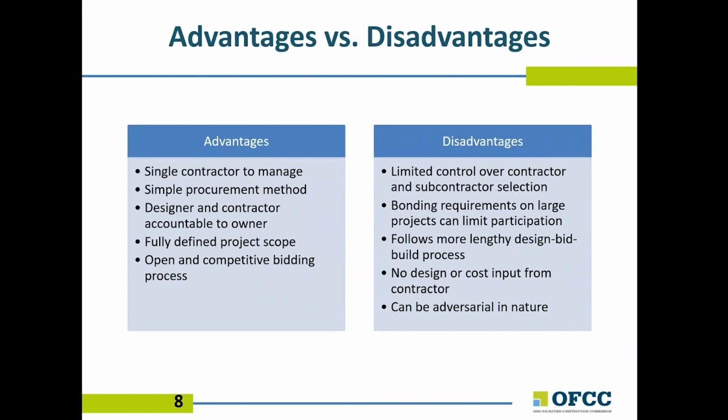Since the general contractor has to supply a bond covering the entire scope of the project, there are fewer firms capable of doing the work when compared to multiple prime. Due to these requirements of 100% plans and specs from the architect, these projects have less opportunity to be accelerated and tend to be longer in duration. In addition, there is no input from the contractor during the design phase. Finally, this delivery method can be adversarial in nature.